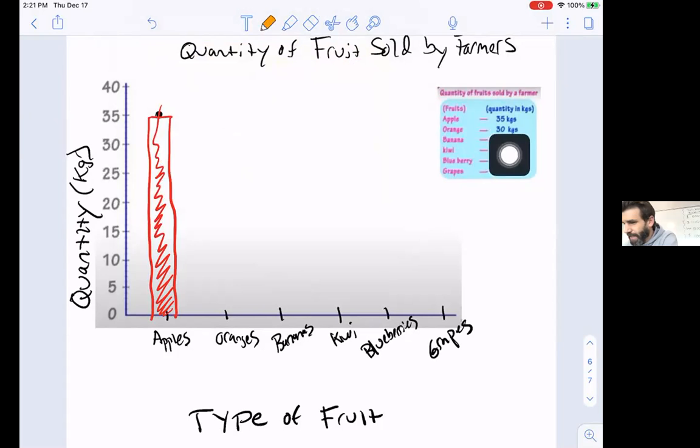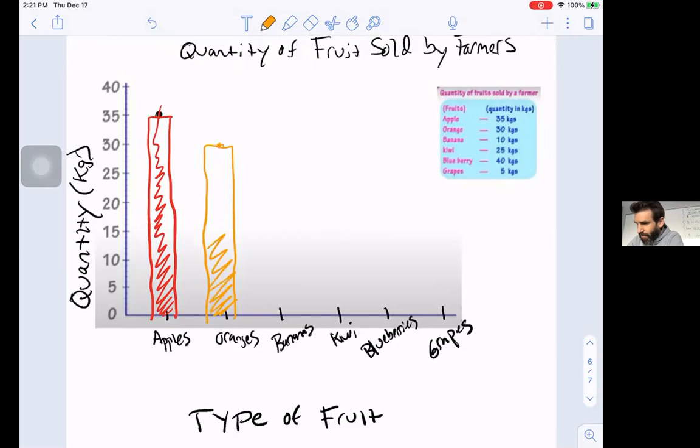Now, for our oranges, the farmer sold 30 kilograms of oranges. So again, I go up to 30 over to oranges, and I'll make a little dot right there. Make my bar graph for oranges. Next are our bananas. We only sold 10 kilograms of bananas. So I go up to 10, over to bananas. And there it is. Oh, I know that yellow's a little rough on the eyes, but there's bananas.